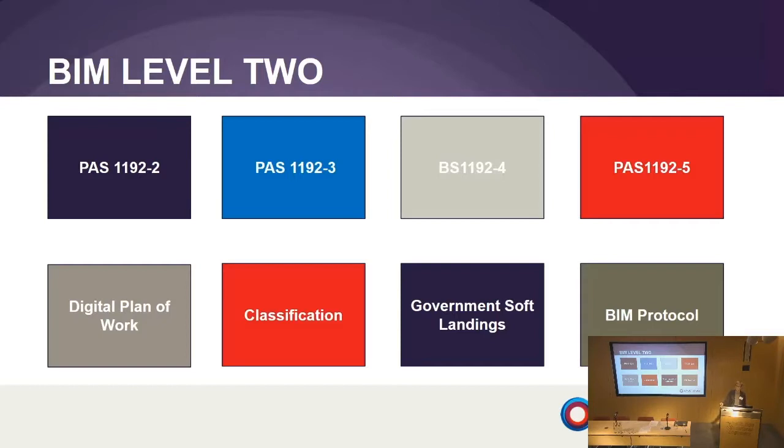PAS 1192 suite ends at 5 here. I understand 6 and 7 are to follow. So do we then update the pillars? Do we then need to update the definition? I feel it's a bit of a moving animal at the moment. So I don't think, well, maybe we can define it.